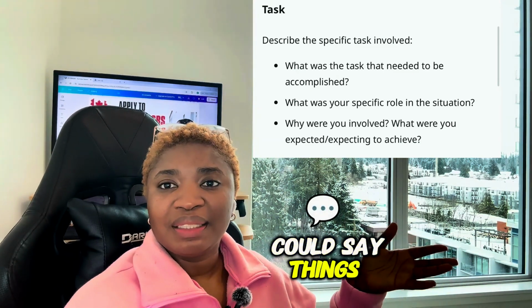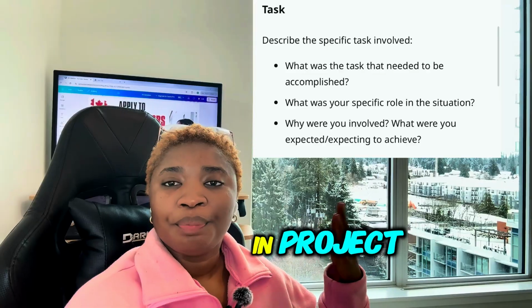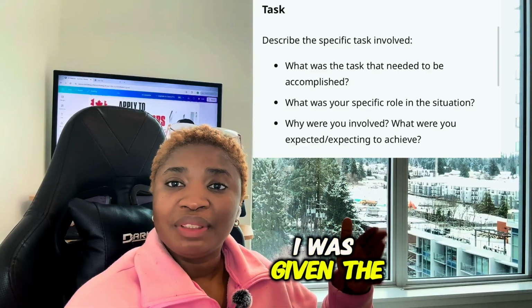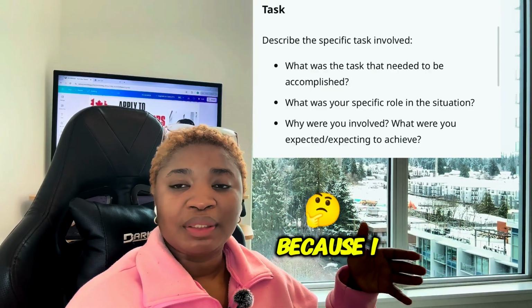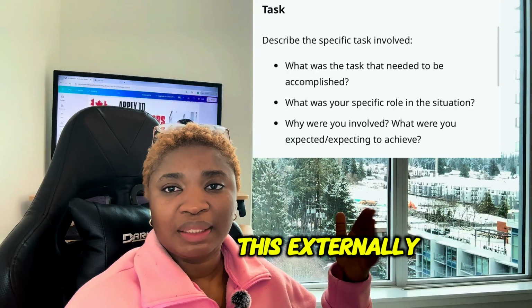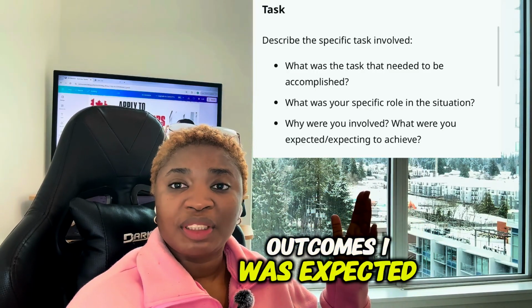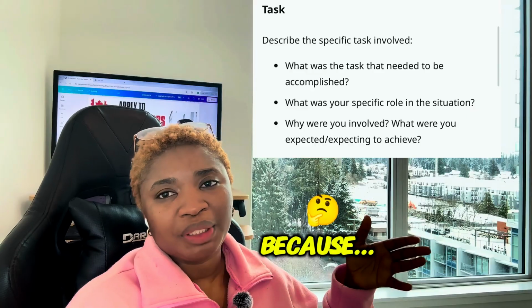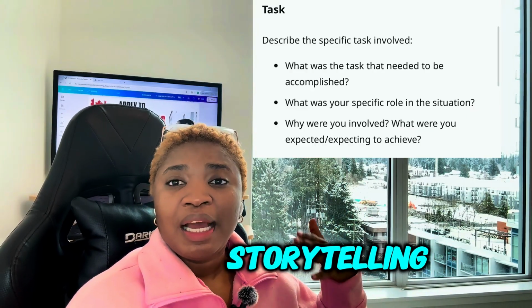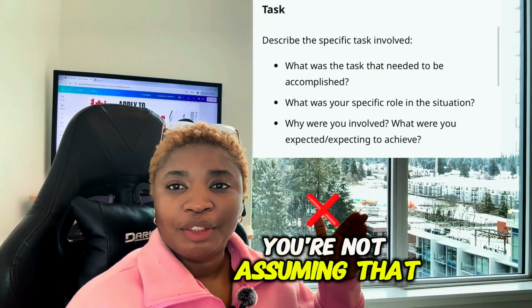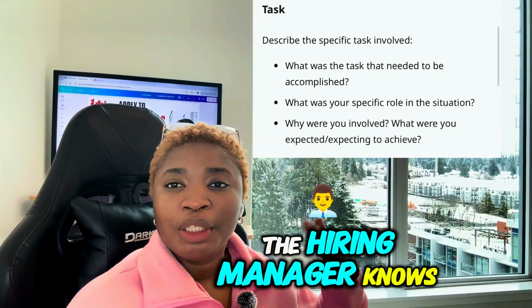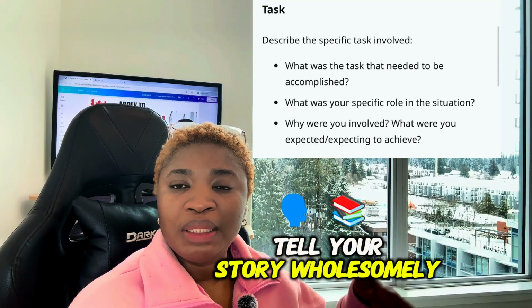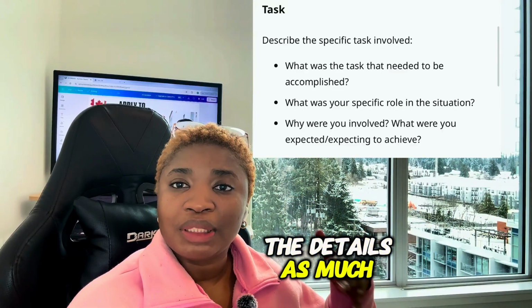For example, I could say things along the lines of, given my strong background in project management methodologies or research or analysis, whatever your strength is, I was given the task to do this because I already had a track record of doing all of this excellently in the past. Some of the key outcomes I was expected to achieve were 1, 2, 3. And these outcomes were important because interviewing is a lot like storytelling. You want to make sure that you're not assuming that the interviewer or the hiring manager knows you, even if it's someone you've worked with before, so you can tell your story wholly and give all of the details as much as possible.